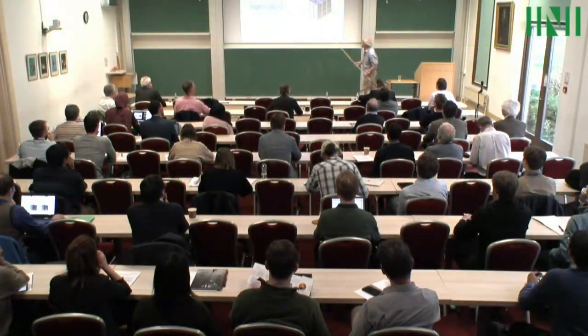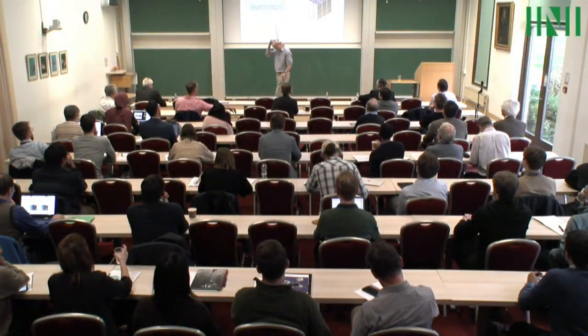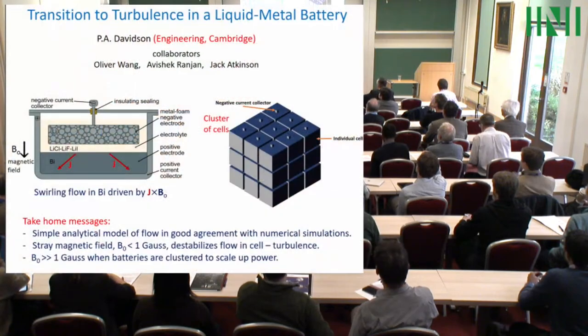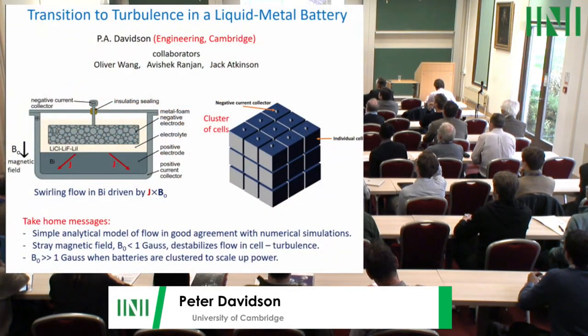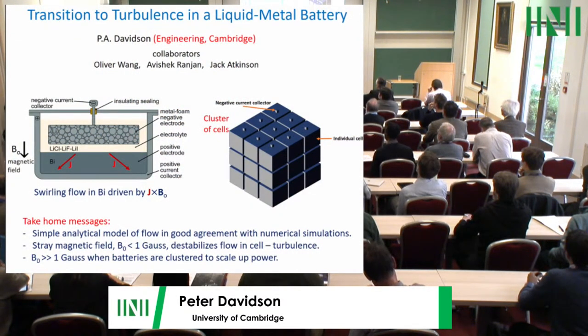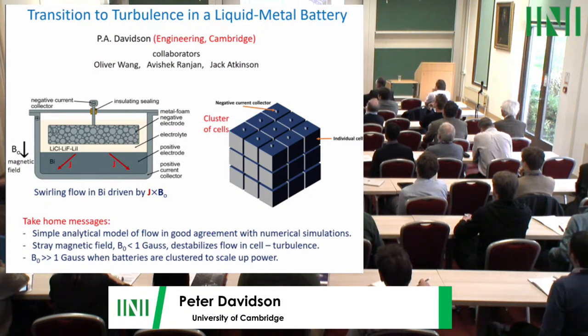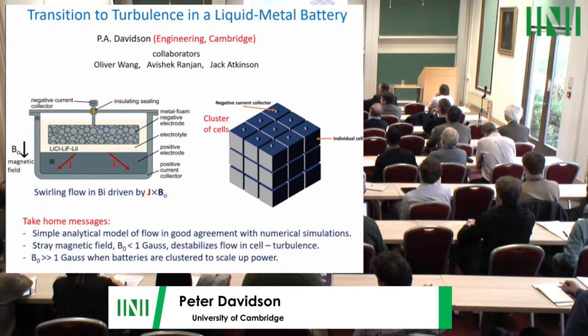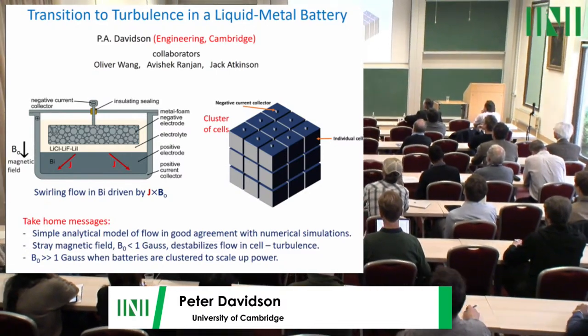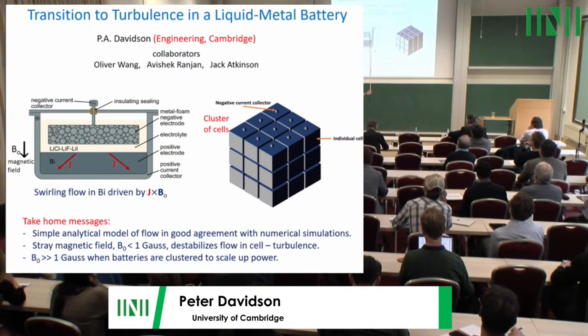So the motivation is this, and Don sort of alluded to this a little bit, that the actual batteries we have now are fairly small. And if you want to get reasonable power density, you have to cluster them in batches, maybe 200, 300 in a cluster, something like that. So here's one battery about this size. Here's a cluster, or a schematic of a cluster.